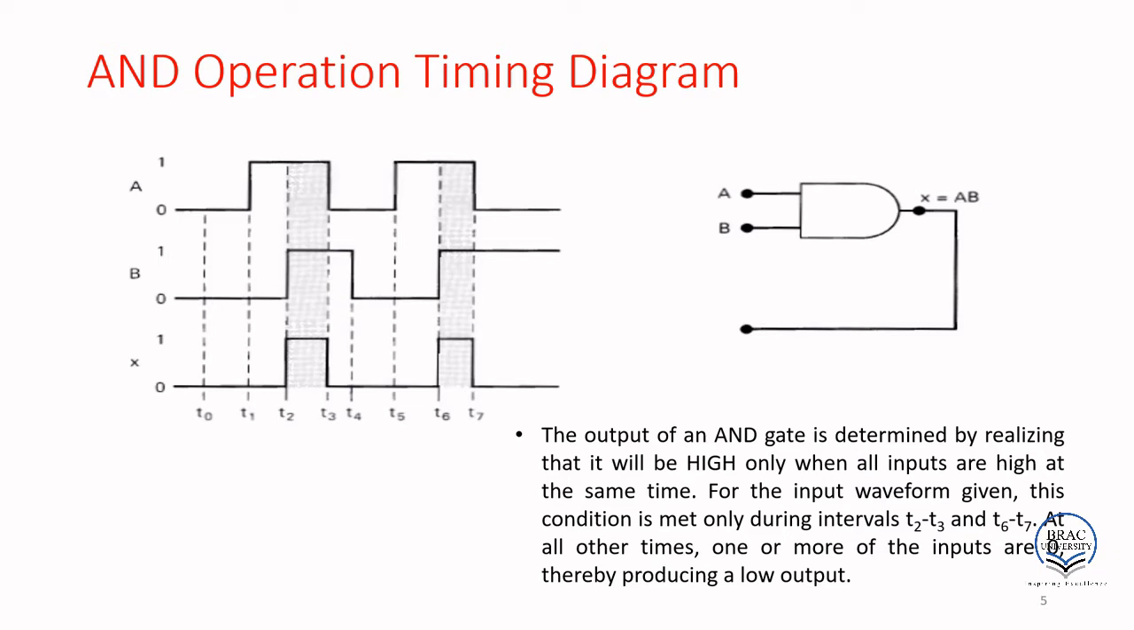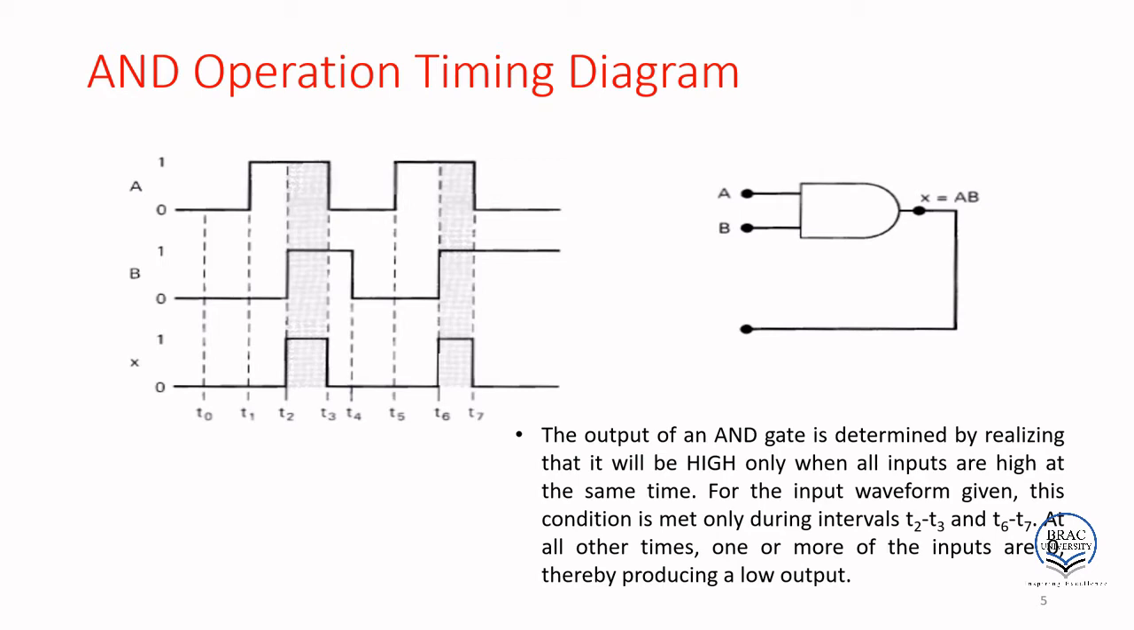Now the timing diagram. You can look at T0, where A and B are both 0. If both of them are high, the output is high. So it is very clear. If you look here, this one high, this one high, for this region the output will be high. Again, this shaded region will be high. So these two shaded regions are high because input A and B are both high. For all other combinations, the output is low.